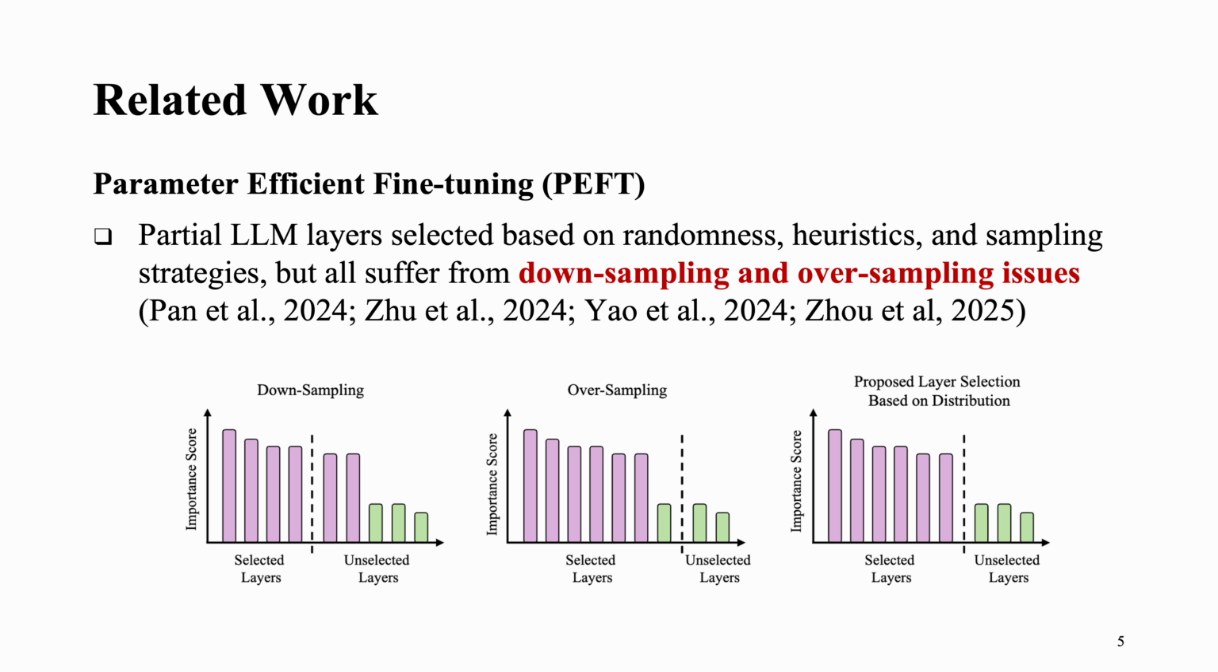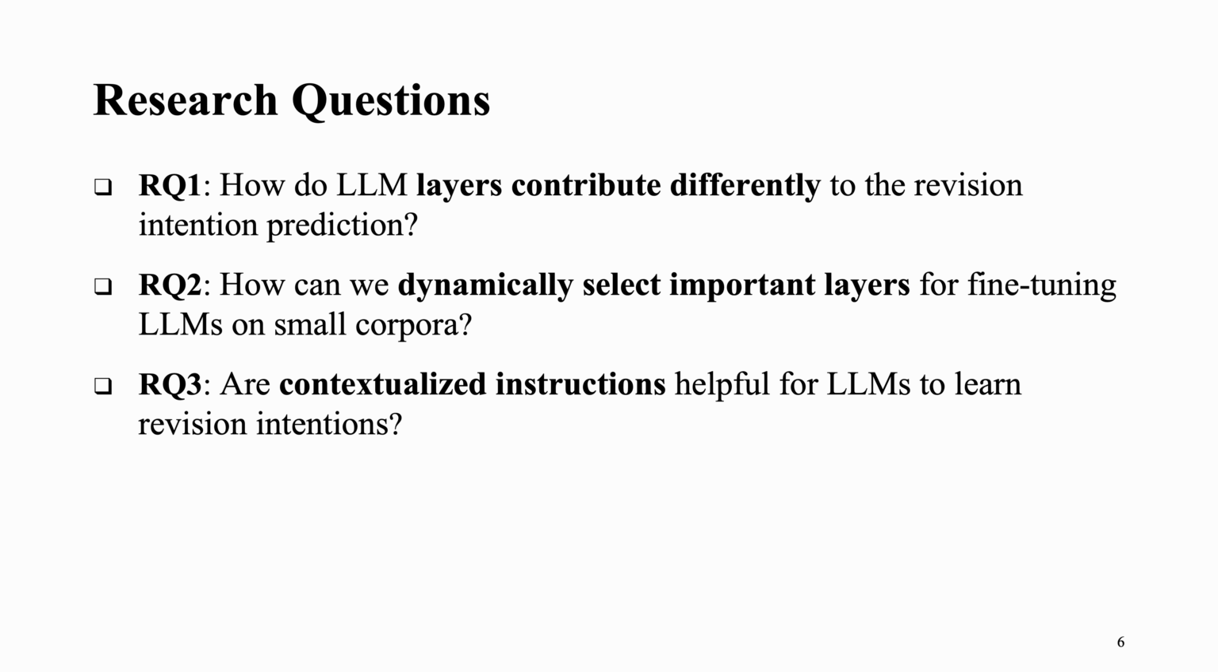In particular, we are studying three research questions. First, how do large language model layers contribute differently to the revision intention prediction? Second, how can we dynamically select important layers for fine-tuning large language models on small corpora? Third, are contextualized instructions helpful for large language models to learn revision intentions?